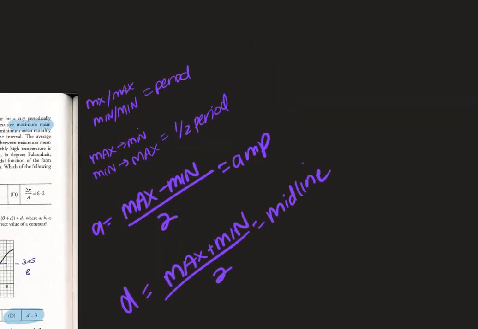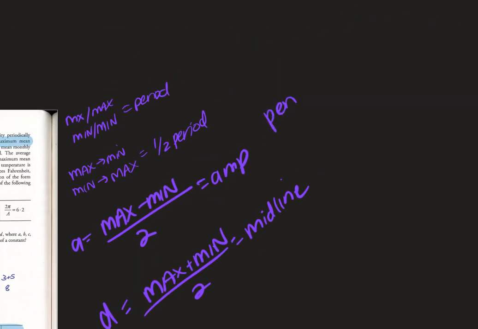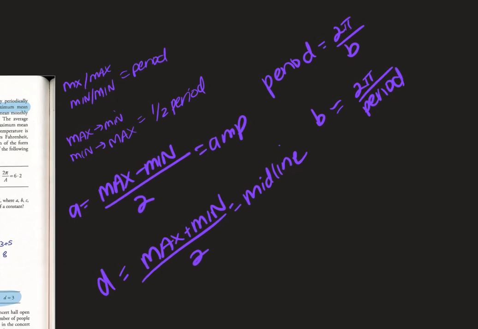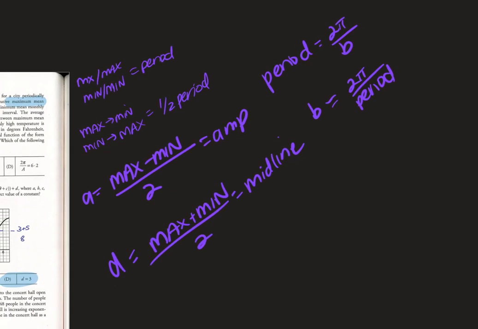So we also needed to know period, right? Period is 2 pi over b, and if it gives you the period, b equals 2 pi over the period. So those are the things you have to know from sinusoidal, basically, and then your phase shift.